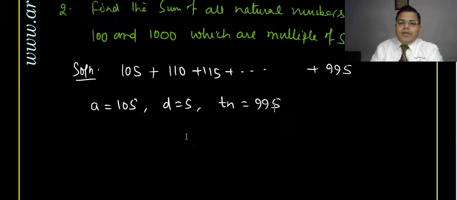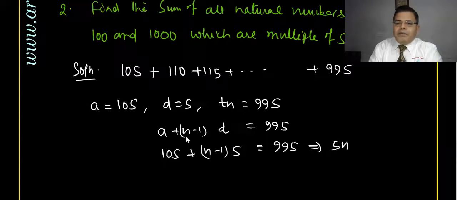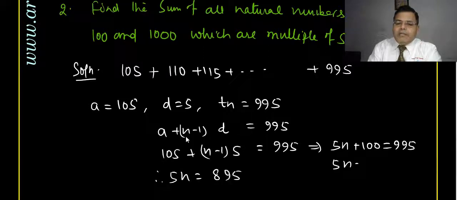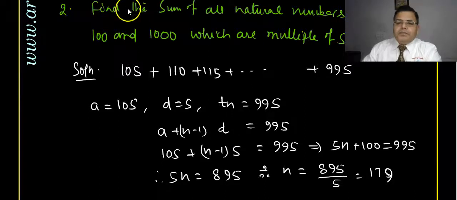Using the formula, tn is equal to a plus (n minus 1) into d, and tn is 995. So here we put 105 plus (n minus 1) into 5, equal to 995. That means 5n, and 5 into minus 1 is minus 5, 105 minus 5 is 100, so 5n plus 100 is equal to 995. Therefore 5n is equal to 895, and n is equal to 895 divided by 5, which is 179. So n is obtained.